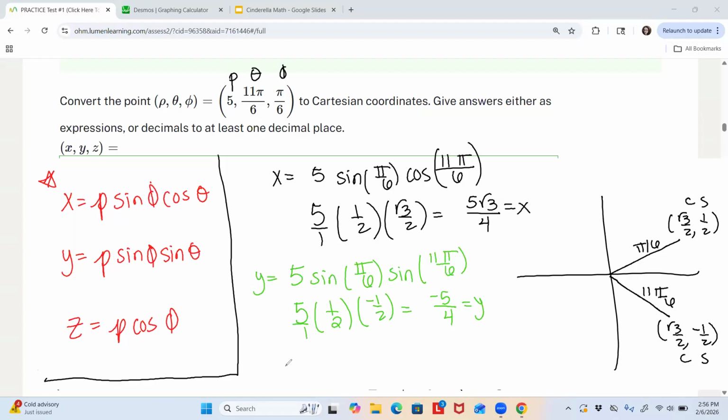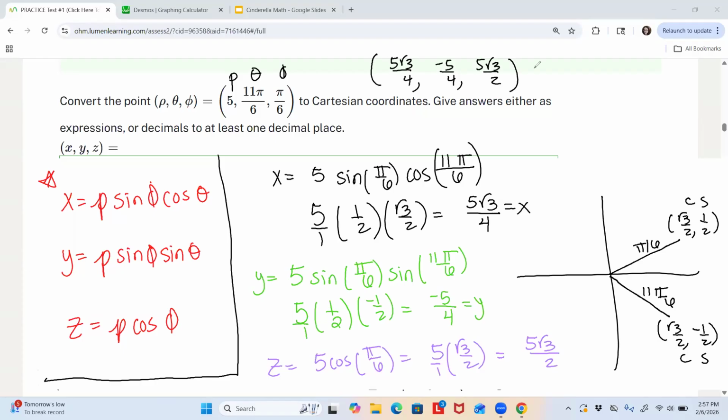And finally z. Rho, so 5 cos of phi, the last one, the third one, so pi over 6. So this would be 5, and cosine of pi over 6, look at our unit circle, is root 3 over 2. Give this a 1, and we get 5 root 3 over 2, which again is approximately 4.33, but I would just leave it. So our final answer, x, y, z, I've got 5 root 3 over 4, -5/4, and 5 root 3 over 2. And there we go. Not bad. Once you have those formulas, it really goes.